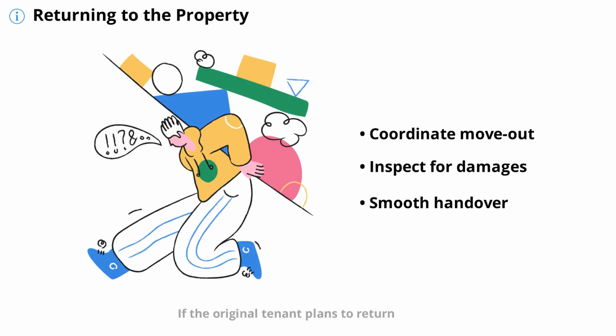If the original tenant plans to return to the property after the sublease ends, it's important to coordinate with the subtenant and the landlord. The property should be inspected for any damages, and the subtenant should move out by the agreed-upon date. A smooth handover helps maintain good relationships and ensures the property is ready for the original tenant's return.